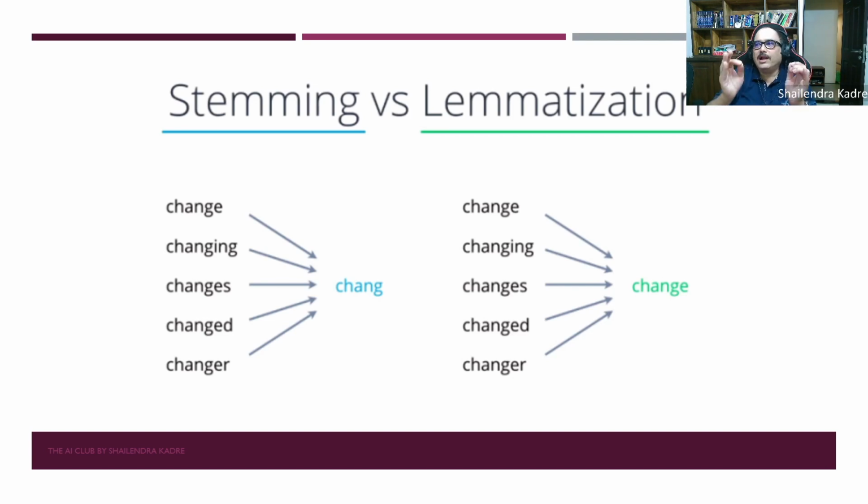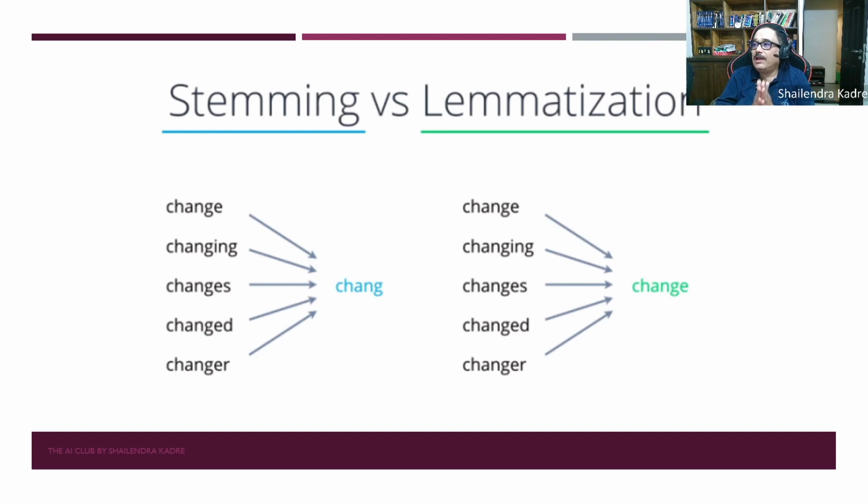So we have told that particular software that ing, es, ed and er are suffixes. So it will simply remove them. So it will convert into chang. So chang is nothing but nonsense meaning. It doesn't have any meaning. Still it has converted into change.